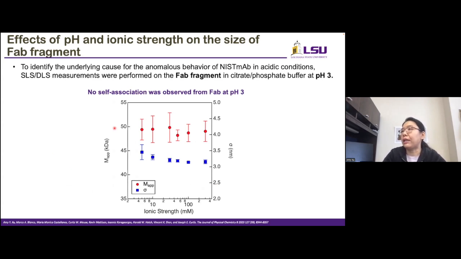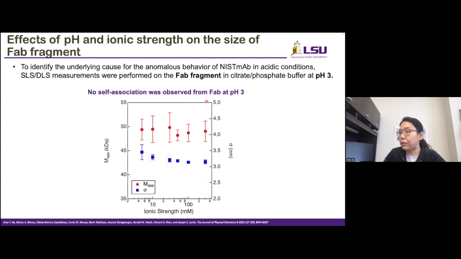To identify the underlying cause of this behavior of NISTmAb in acidic conditions at pH 3, we performed static and dynamic light scattering experiments on the Fab fragments only. Here we show the molecular weight as well as the size of the fragments measured at pH 3 across all the ionic strength conditions, going from 5 millimolar to 300 millimolar. We can see that the size and molecular weight of the Fab fragments remain pretty constant across all the ionic strength conditions. There's no sudden jump in either the size or the molecular weight at 300 millimolar ionic strength.